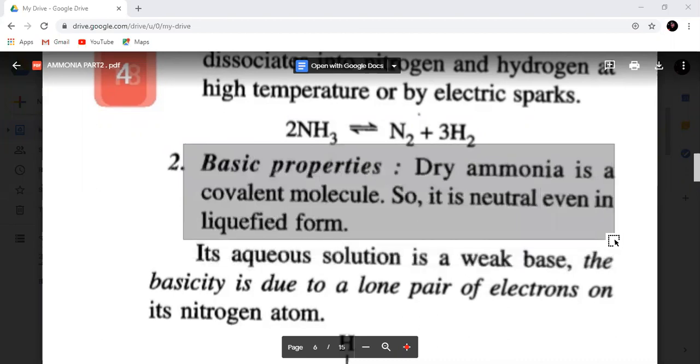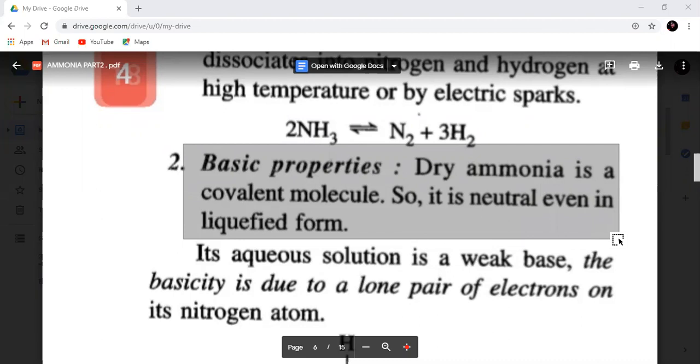And if it is in the liquefied form, then it will be neutral. Means when the water is there, it will show you what? The properties of the basic nature. It will turn the red litmus blue. Otherwise, if it is in liquefied form, it will be neutral.